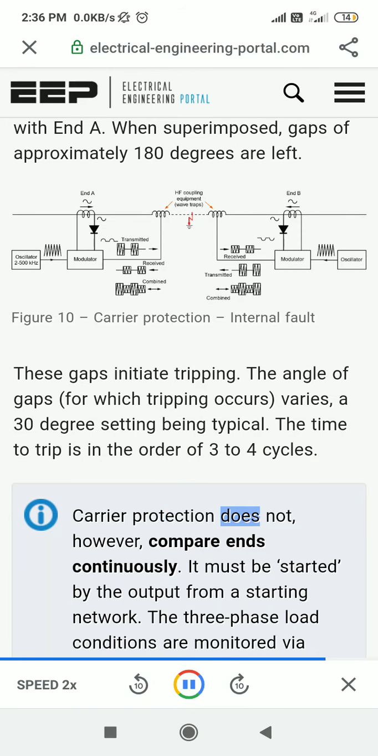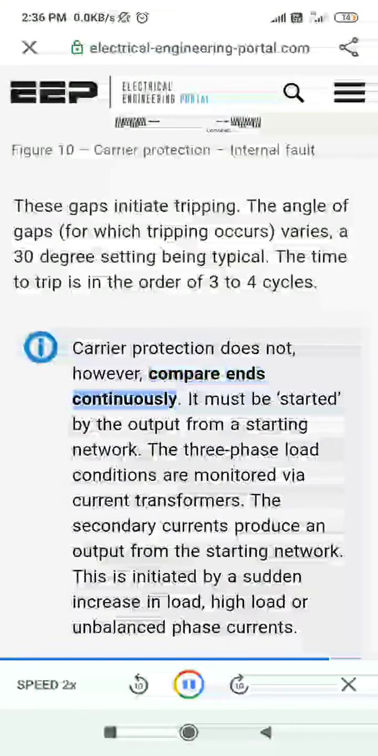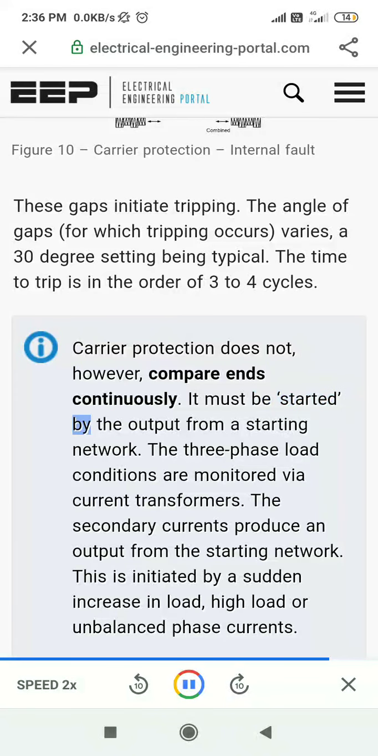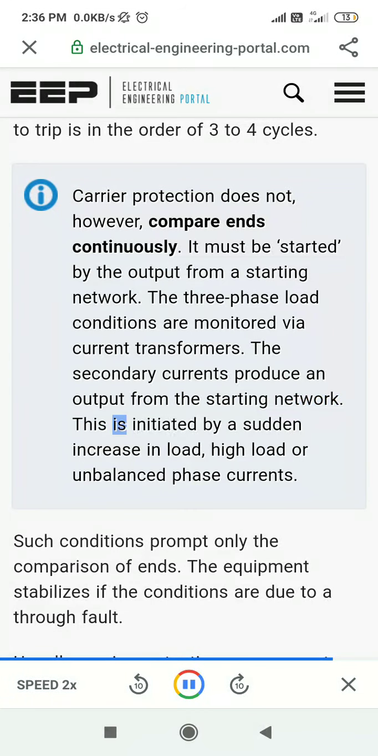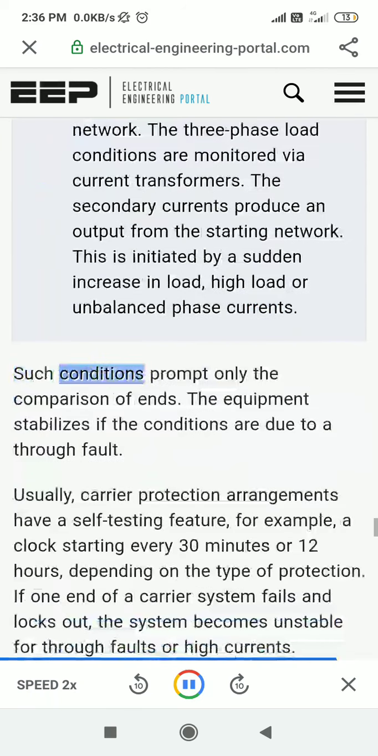Carrier protection does not, however, compare ends continuously. It must be started by the output from a starting network. The three-phase load conditions are monitored via current transformers. The secondary currents produce an output from the starting network. This is initiated by a sudden increase in load, high load or unbalanced phase currents. Such conditions prompt only the comparison of ends. The equipment stabilizes if the conditions are due to a through fault.